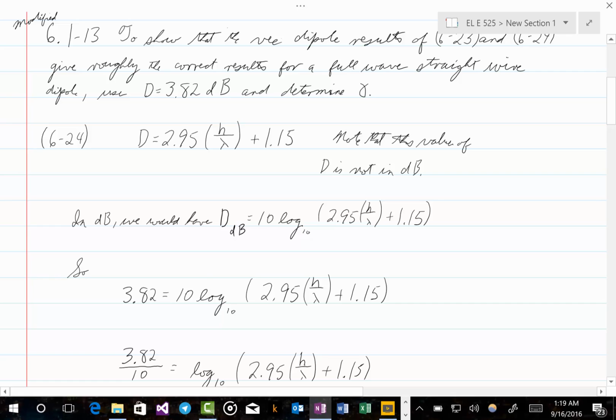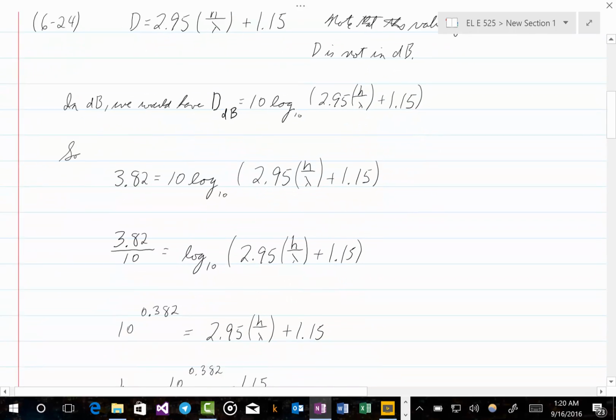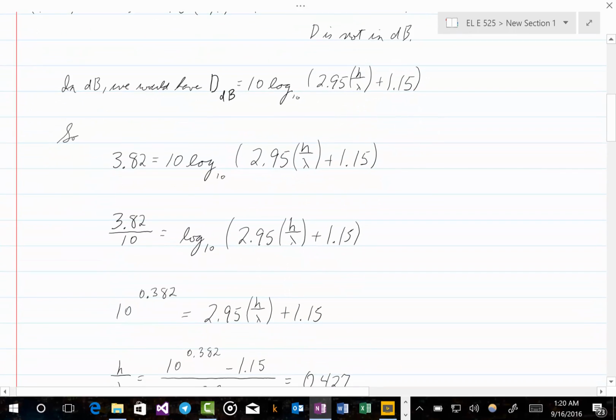Okay, so now that makes it more likely that we'll remember the difference. So D in dB is equal to this. So we know that D in dB is equal to 3.82. So we put 3.82 for D on the left-hand side of this equation, and then on the right we just bring everything down. Then we divide both sides of the equation by 10. This is, of course, just pretty simple, straightforward mathematics.